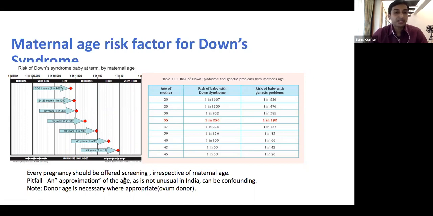The pitfall: an approximation of the age, as is not unusual in India, can be confounding. Many of the women in smaller places will not know their exact age. So the mother's age becomes a confounding factor. And what we should consider in case of IVF is that the donor age is necessary where appropriate. That is the ovum donor, because that is what determines the genetic component of the baby. That's what should be considered.